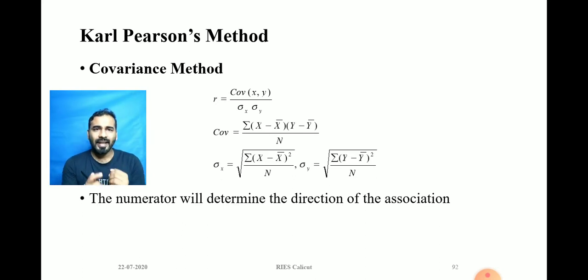Then what is the standard deviation? We have already seen that it is the square root of sigma (x minus x bar) squared divided by n. Then the standard deviation of y is the square root of sigma (y minus y bar) squared divided by n. Okay, so let me tell you one thing.